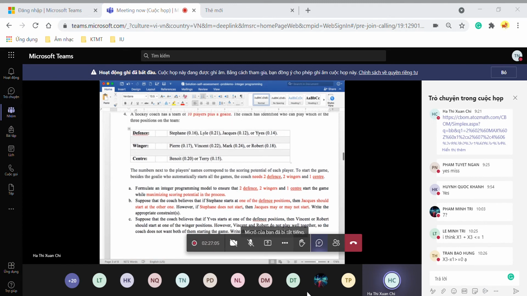So if here, yes, right, Vincent and Robert should start at the position here. However, if they do not play well together, the coach doesn't want both to start again. So what do you think in this? What do you think, everyone?